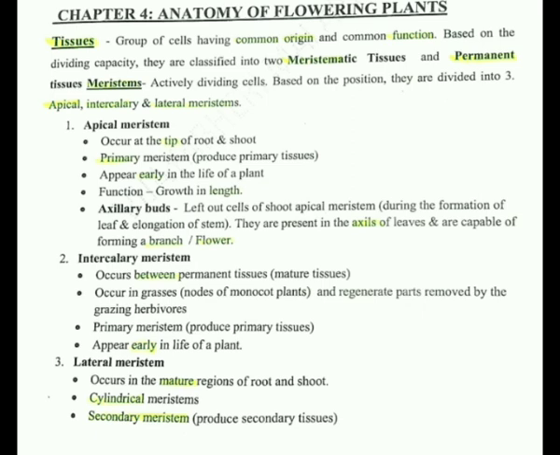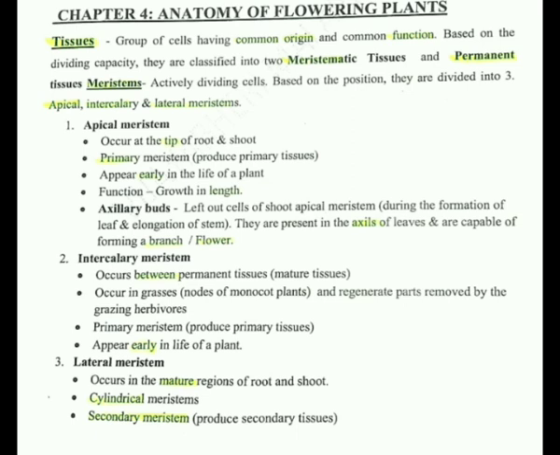Then in this chapter, first of all, we want to understand what is meant by tissue. About tissues, we should keep in mind two main words. First, it is function. Second word is origin. Tissues are groups of cells having common function and common origin. Second point we should understand is that tissues can be classified into two: meristematic tissues and permanent tissues.